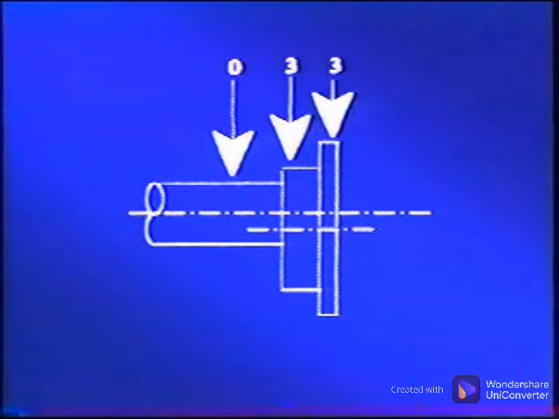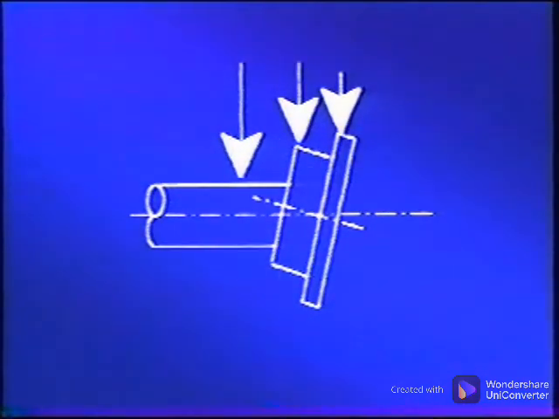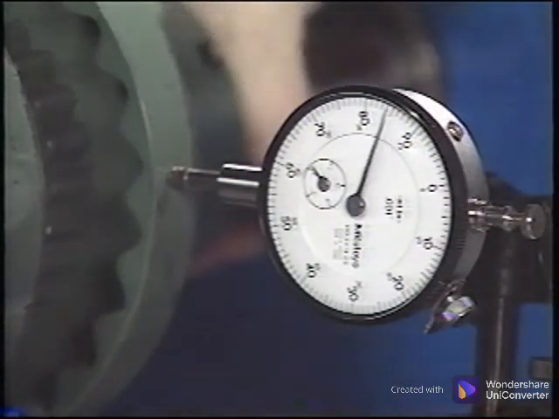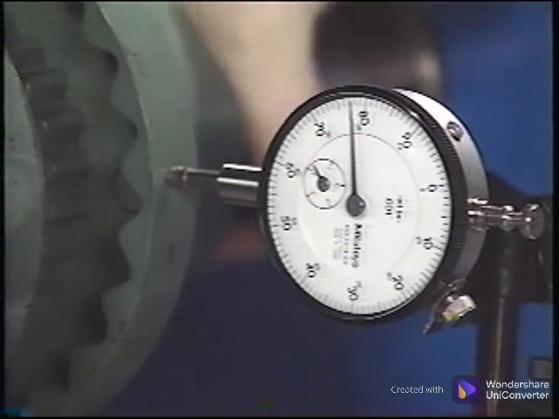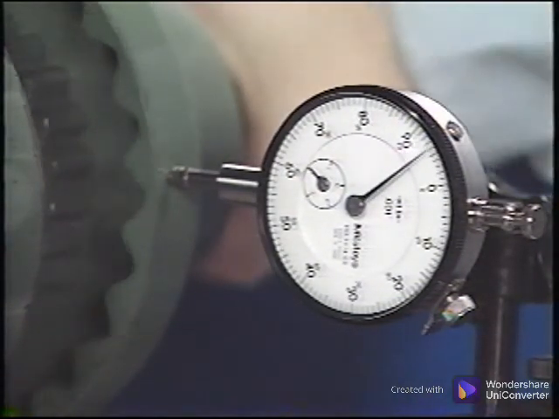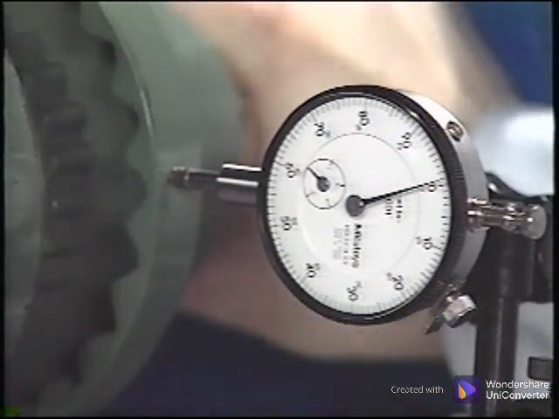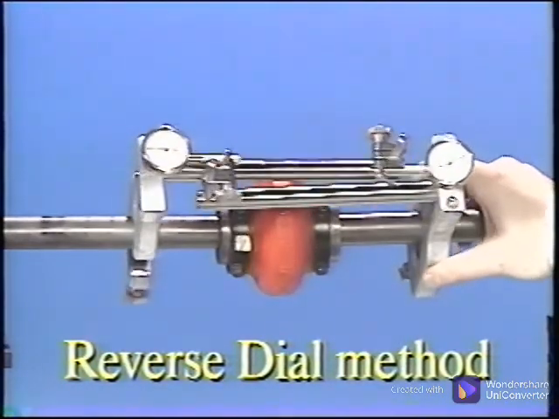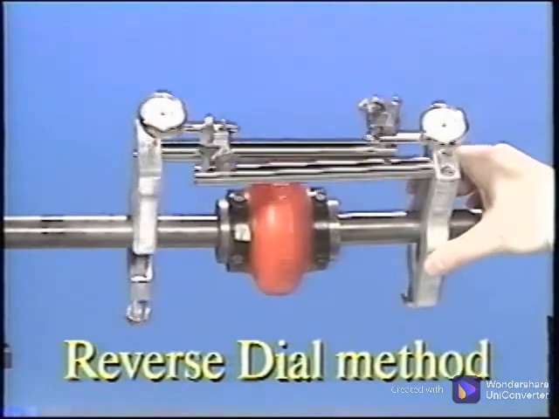When using the face rim method, it is critical that the coupling is true. Often couplings may be bored off-center or at an angle, which then causes the outer rim and face to be eccentric or have runout. Since the corrections for misalignment are based on these surface measurements, only a trued coupling will produce adequate results.